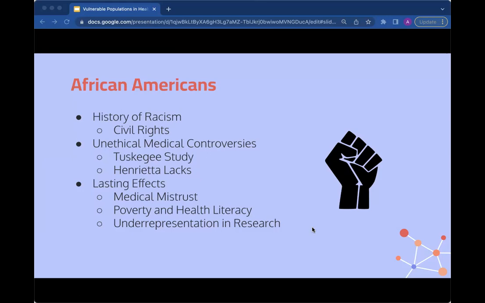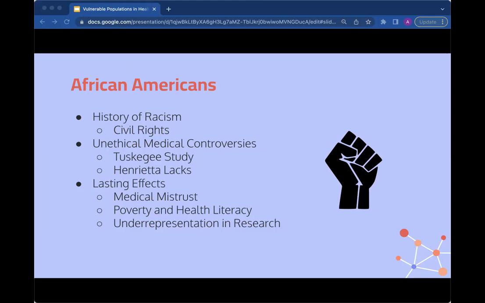Another ethical controversy involves Henrietta Lacks. In 1951, a tissue sample from Henrietta Lacks was taken while she was seeking treatment for cervical cancer without her knowledge or her consent. It became the first successful cell line for culture in a laboratory setting, also known as HeLa cells, and is still used today. Neither Lacks nor her family were compensated for her contribution to science. In fact, her family didn't know about her contribution until 25 years later.